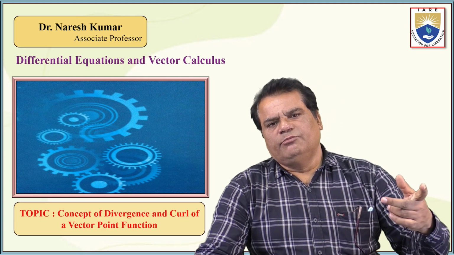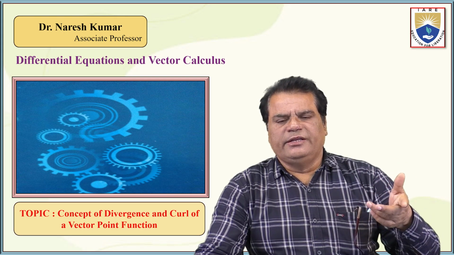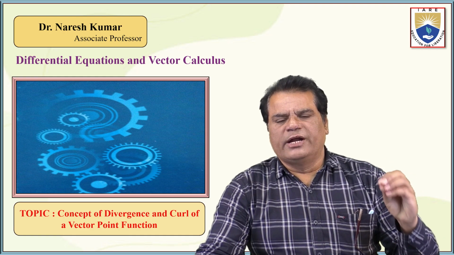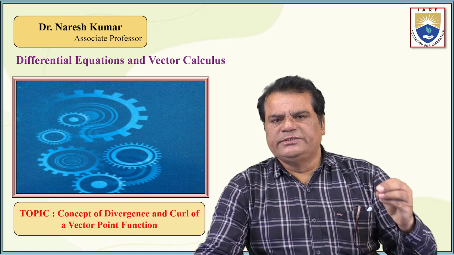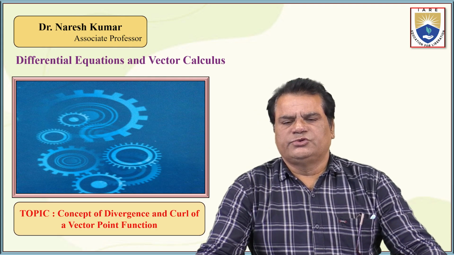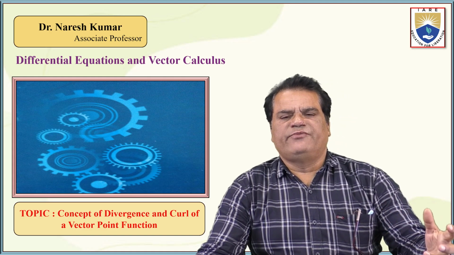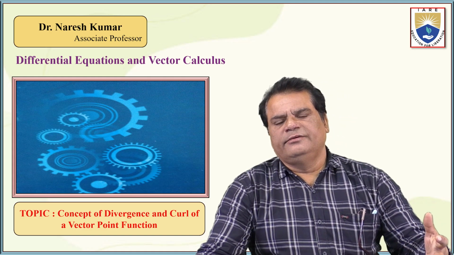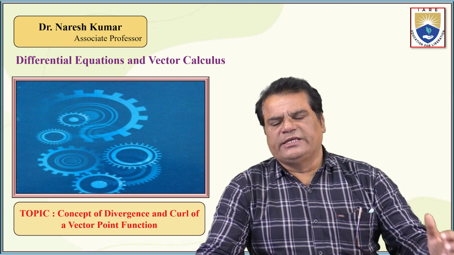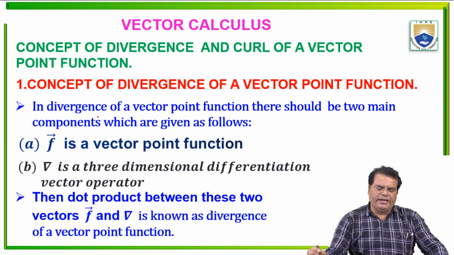So in both divergence and curl, the function is a vector function. That is common to both. Only the product changes: in divergence it is a dot product and in curl it is a cross product. I am going to discuss this topic in detail. The scalar point function as well as the gradient of a scalar point function we have discussed in the last lecture. Concept of divergence and curl of a vector.